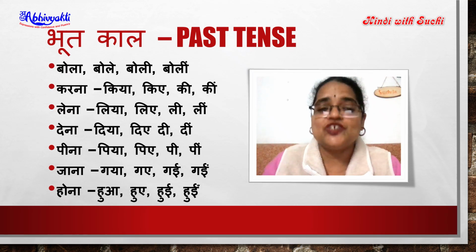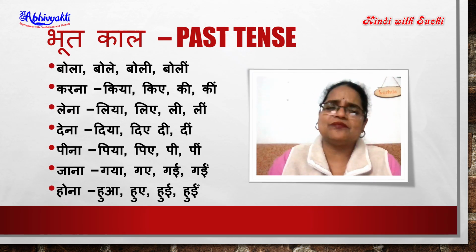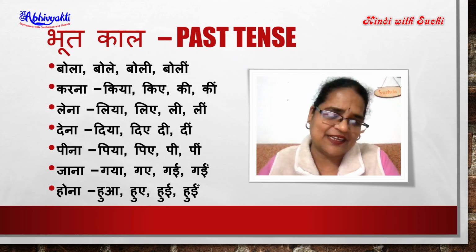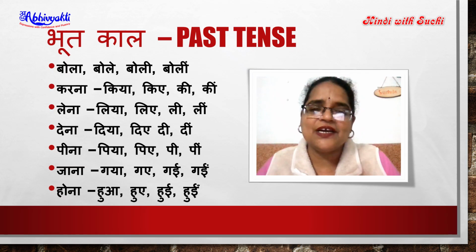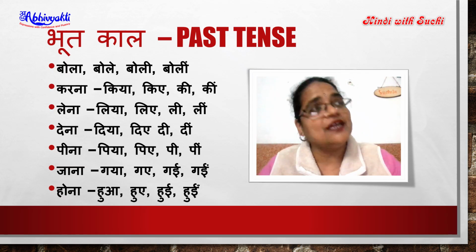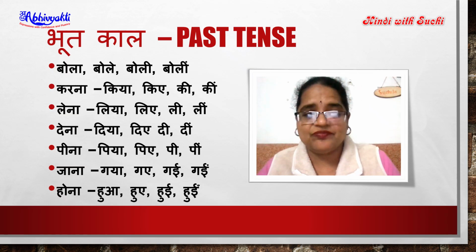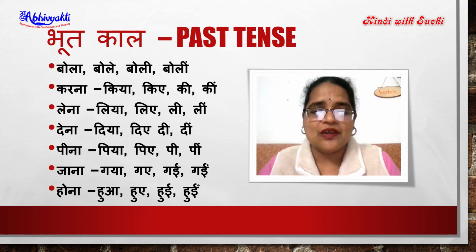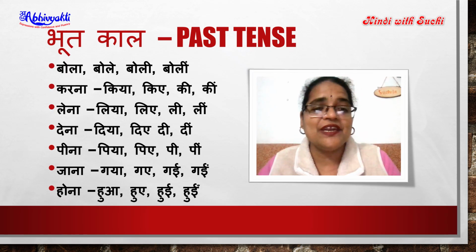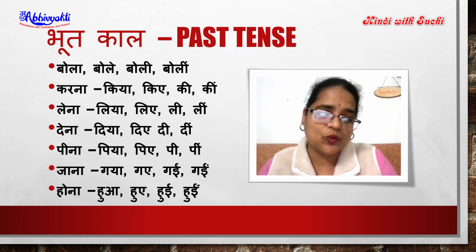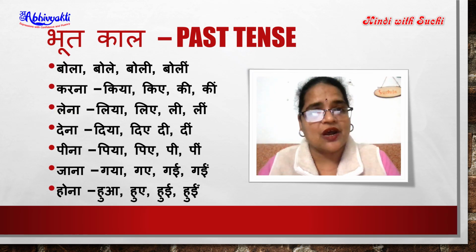And then jana takes a very different letter. I don't know why it takes the g, but yes. Gaya, gaye, gayi, gayi. हम गए, वह गया, गीता गई, and गीता और सीता गई. So feminine plural. And then hona, it takes a very different vowel. Instead of o ki matra, we are replacing it with the u ki matra. So hua, hue, hui, hui. Kya hua? What happened? Is the general question.